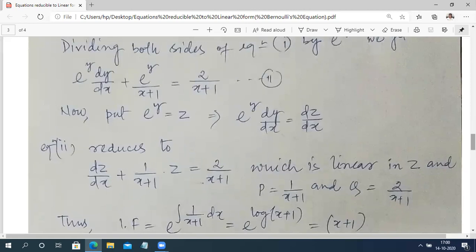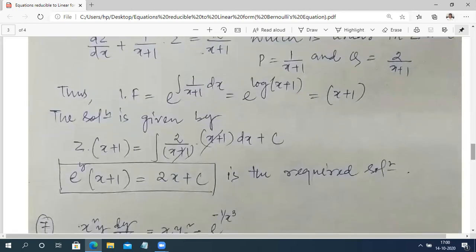So find the integrating factor. Integrating factor will be e raised to the power integration p dx. Here p is 1 upon x plus 1 dx. And the integration of this is log of x plus 1. So it will be only x plus 1. So integrating factor is x plus 1.